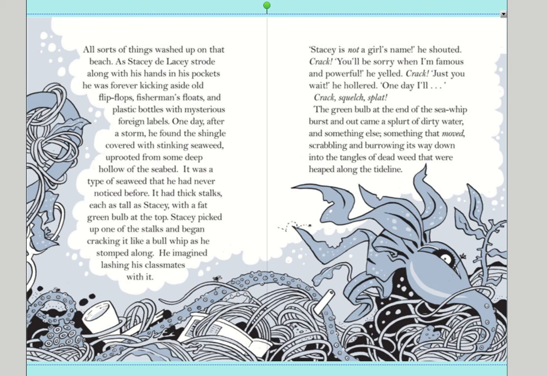Stacey picked up one of the stalks and began cracking it like a bullwhip as he stomped along. He imagined lashing his classmates with it. "Stacey is not a girl's name," he shouted. Crack. "You'll be sorry when I'm famous and powerful," he yelled. Crack. "Just you wait," he hollered. "One day I'll..." Crack, squelch, splat. The green bulb at the end of the sea whip burst, and out came a splurt of dirty water, and something else. Something that moved, scrabbling and burrowing its way down into the tangles of dead weed that were heaped along the tide line.